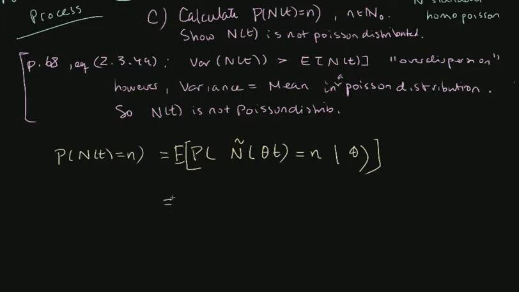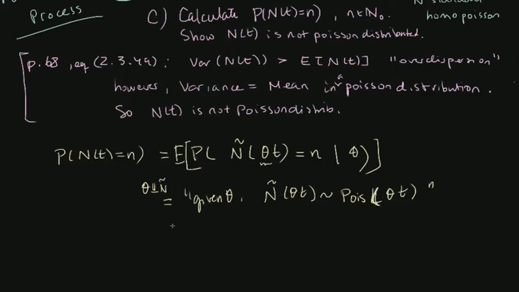Then we look at this and we realize that given theta, N tilde of theta t is Poisson distributed with parameter theta t, right? So this is something that we may conclude because theta and N tilde are independent. So given theta, whatever is inside here just has a value because of the independence, and then N tilde of theta t will be Poisson distributed with parameter theta t.